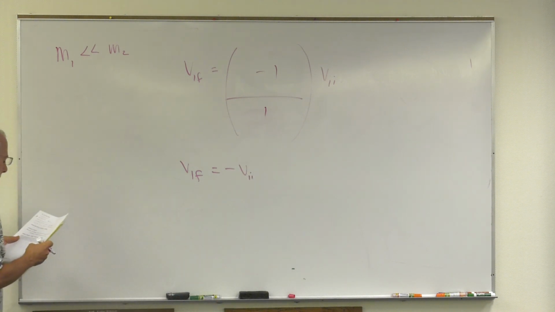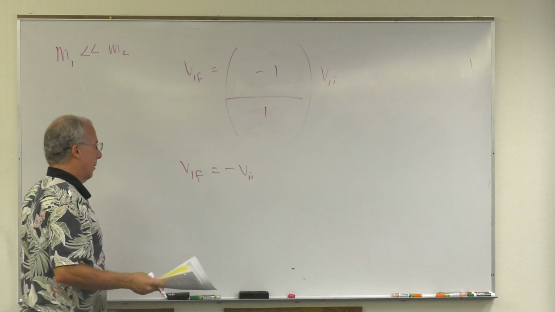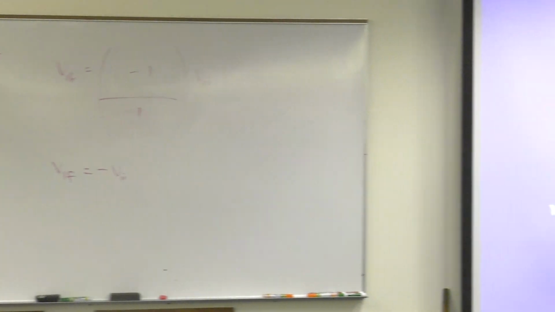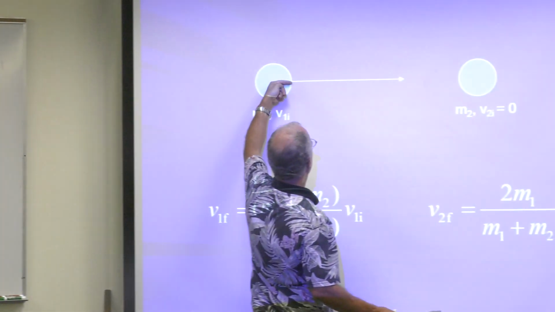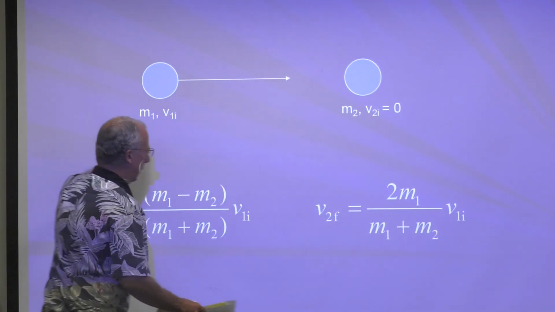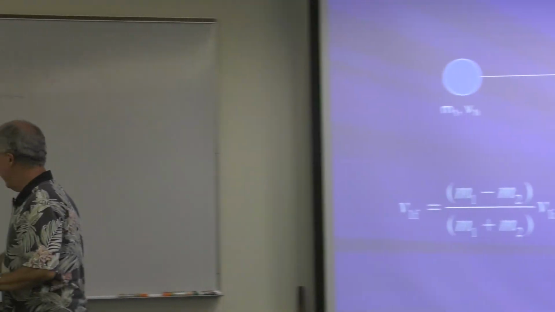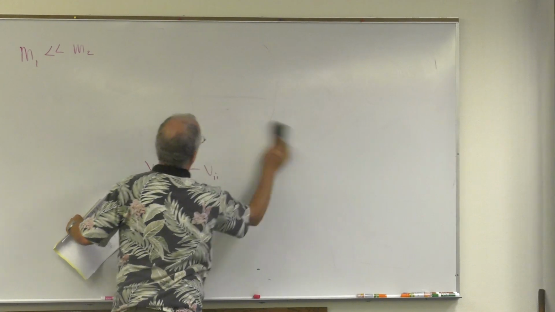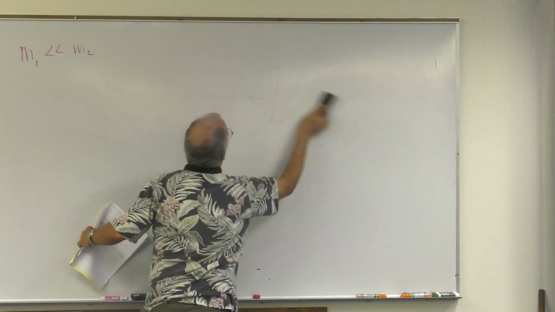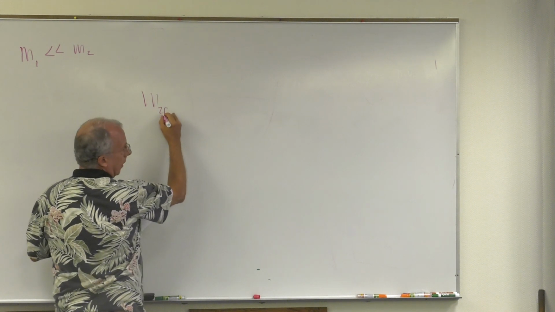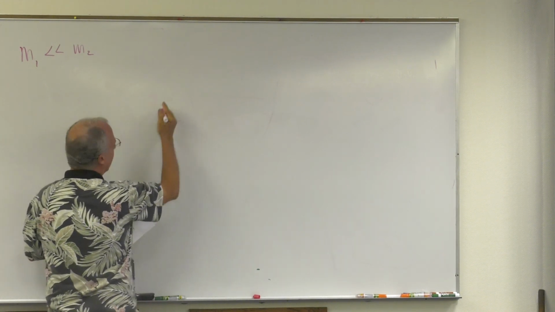So again, if this is ping pong, this is tungsten, and it's coming in at 5 meters per second, it hits it and goes back at 5 meters per second. Now let's do V2 final.